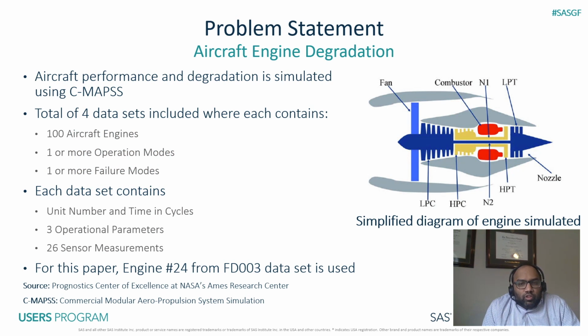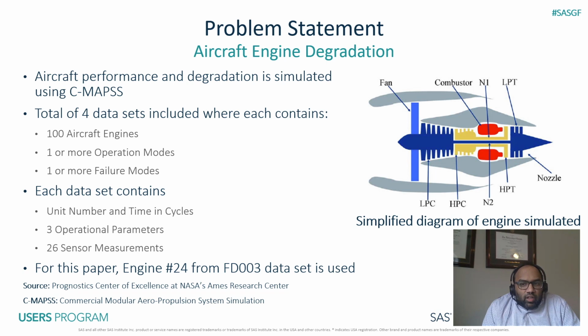So for this discussion, to showcase how we can enable real-time stability monitoring, we are using the aircraft engine degradation problem. This problem comes from NASA's Prognostic Center of Excellence at Ames Research Center. The aircraft engine degradation data is generated using simulations from a program called C-MAPSS. Within this problem, there are a total of 4 data sets, where each data set includes 100 simulated aircraft engines, 1 or more operation modes, and 1 or more failure modes.